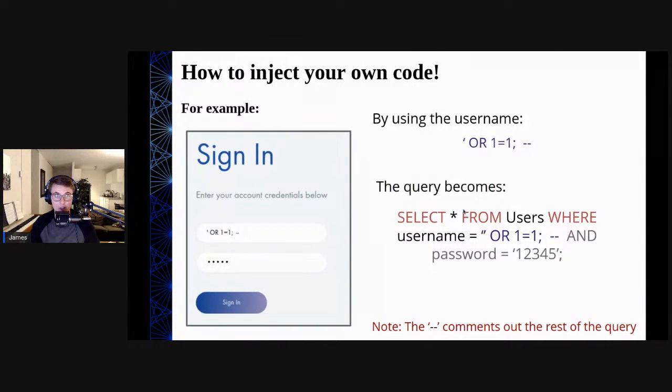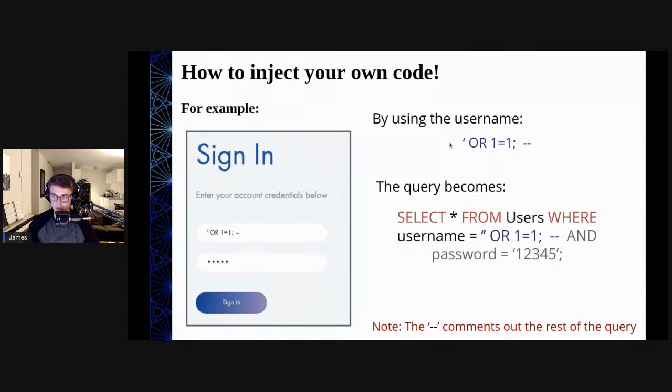Now for the actual injection, the actual cool part. So here we have our same sign-in. If we use the username, I'm blanking on what this is. It's not a semicolon. Sorry, I'm blanking. A quote. Quote, or 1 equals 1, semicolon, space, dash, space.